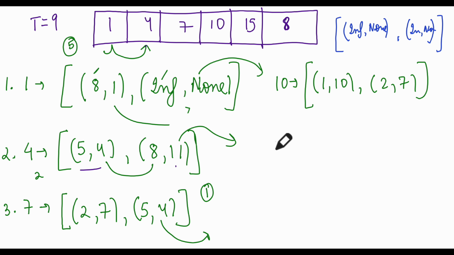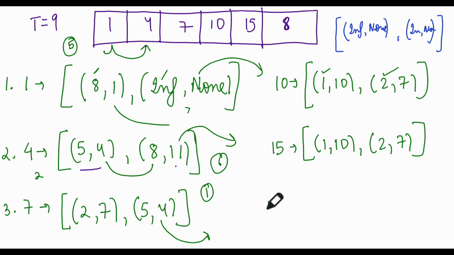Now when I move to 15, what is happening with 15? With 15, I see the difference is 6. So it is not going to work because 6 is higher than this as well. It is going to be higher than this as well. So no modification will happen. My list will remain like this only, 1, 10, and it will be 2, 7.